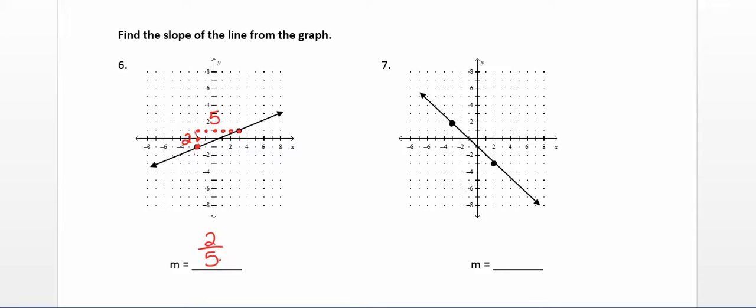For number 7, again, I'm going to start down here. I'm going to go up 1, 2, 3, 4, 5. So up 5 and over 1, 2, 3, 4, 5. So up 5 over 5. 5 over 5 reduces to 1. What you do have to recognize here, though, is that this line has negative slope. So your answer here is negative 1.